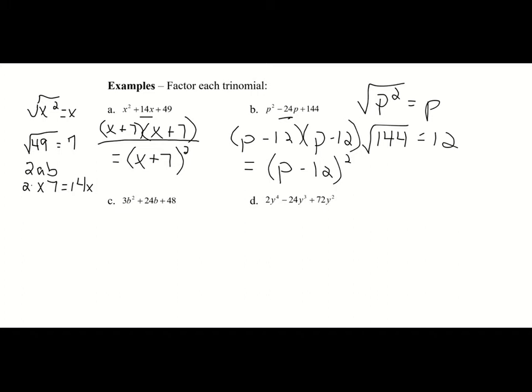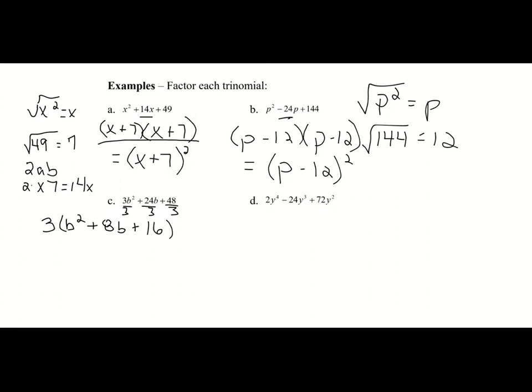Now for C and D, if you look at those, you're like, oh, they don't look like perfect square trinomials because we got a 3 there. But again, always look for that greatest common factor. And I do recognize here that I can factor out a 3 from C. So when I do that, I'm going to have 3 times b squared plus 8b plus 16. And now my trinomial here, 16 is a perfect square, b squared is a perfect square.